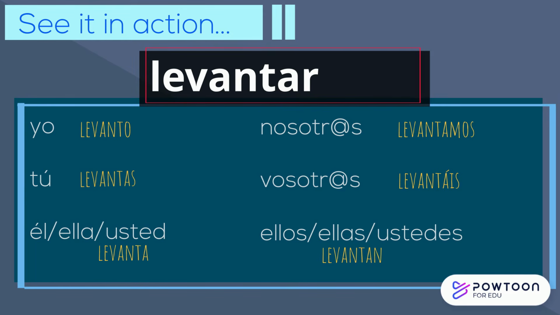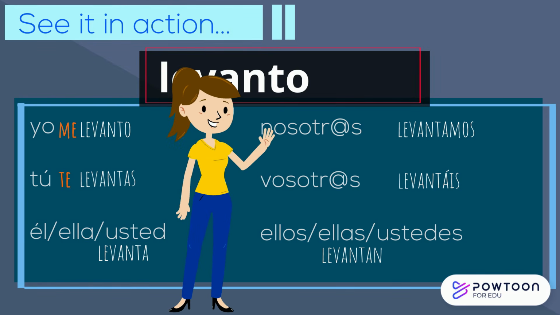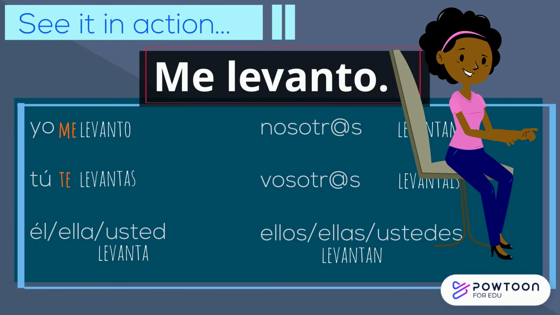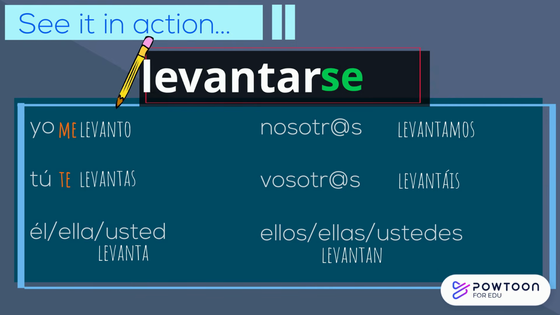But we're not done. Step 2 is to add in the correct reflexive object pronoun. So if the verb is in the yo form, you'll use me. If the verb is in the tú form, you'd use te. Remember what happens when you make a verb reflexive. Levanto means I raise, my hand maybe, while me levanto means I get up, I raise myself. Let's look at the other forms. Me levanto, te levantas, se levanta.